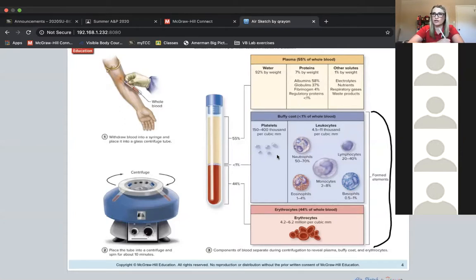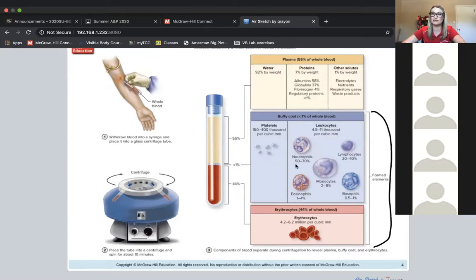Leukocytes are your white blood cells, and we have five main types described here. Lymphocytes, in the immune system chapter, will be divided into specific types later, but here they're just grouped together as lymphocytes. For leukocytes, I would like you to know the most abundant leukocyte, and that's your neutrophil. Half to 70% of all your leukocytes are neutrophils. You don't have to know the percentages, just know the most abundant leukocyte is the neutrophil.